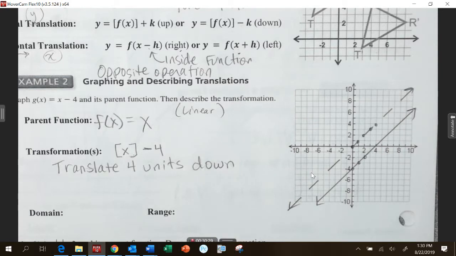Did you guys do this in Algebra 1? Yeah. Good, then this should be cake. Red velvet.